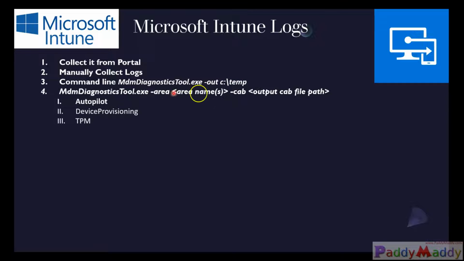Just in case you want to run a specific area, when I say area, I'm talking about Autopilot, or maybe device provisioning policies, or maybe TPM policies. If you have issues with these, you would run MDMDiagnosticsTool.exe -area and the area name, any of these like Autopilot, device provisioning, TPM, and then give -cab. That's going to be in zip format. If you give the cab, it's going to output to a folder path. So that's how it is used.